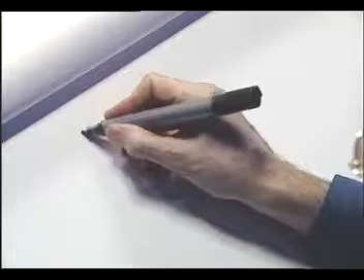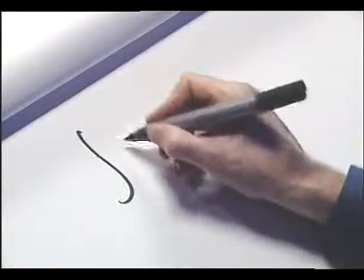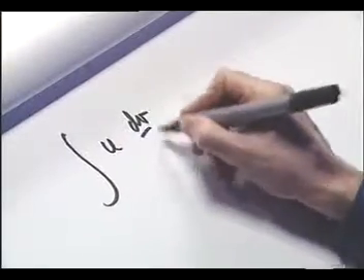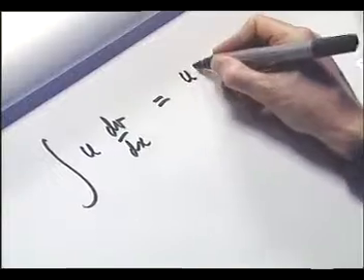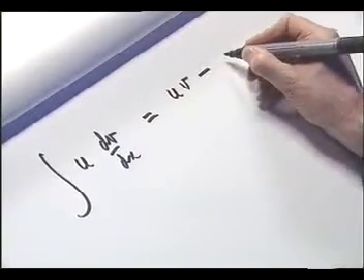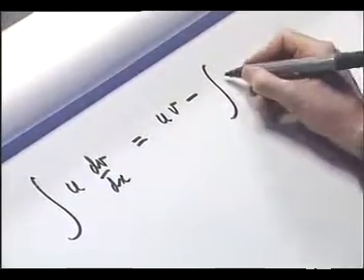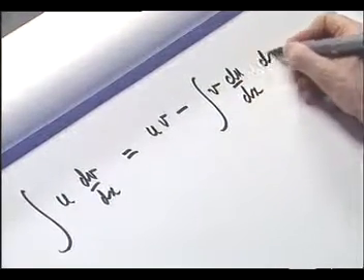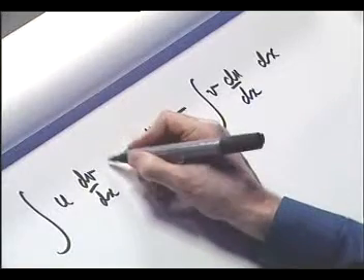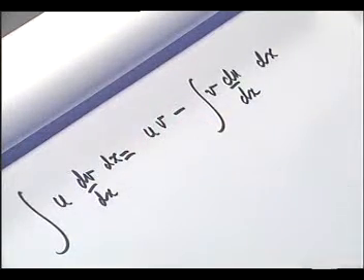You need to remember the formula. Let's just write that down to finish with, that if we are integrating u dv by dx, the result we have is uv minus the integral of v du by dx with respect to x. And I need to put that in there as well.